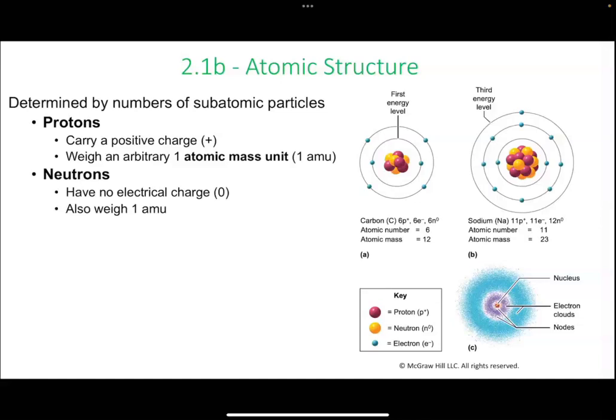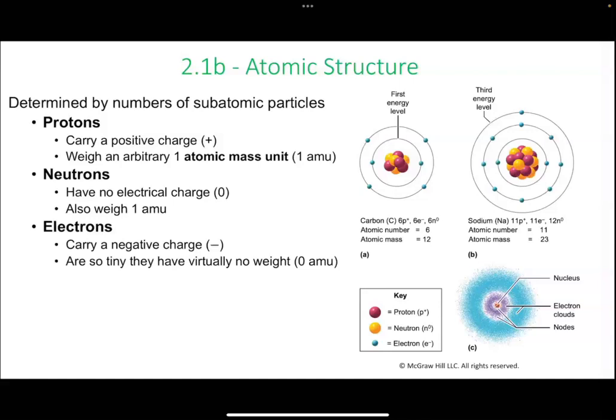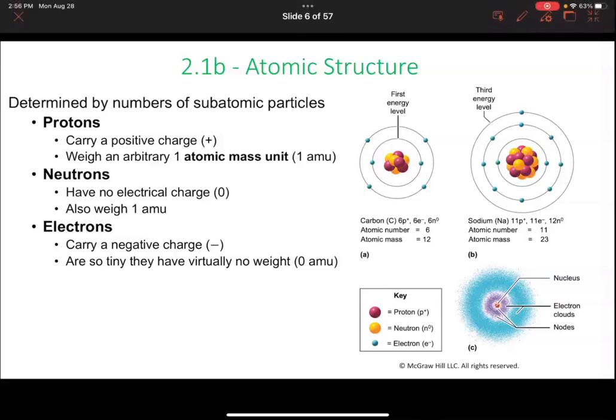The yellow dots are indicative of neutrons. So neutrons are hanging out with the protons and they have no net electrical charge, so they're neutral. And they also are thought to weigh 1 atomic mass unit. Then you might notice these rings outside of these pink and yellow dots, and they have little blue dots on them. These little blue dots are known as electrons. And electrons have a negative charge. They're so tiny that they are considered to have a very negligible weight, so we don't count it.